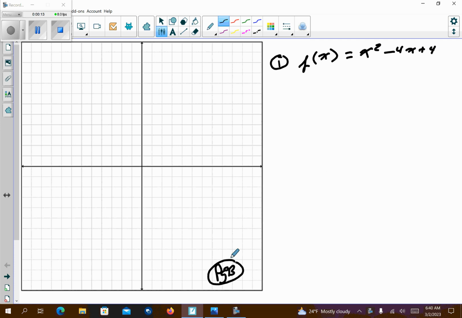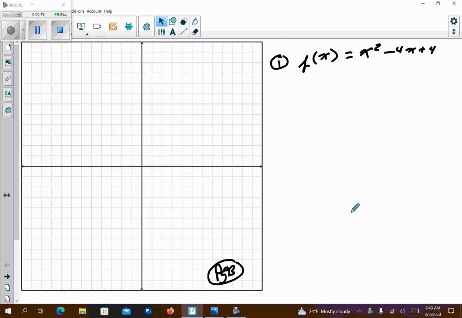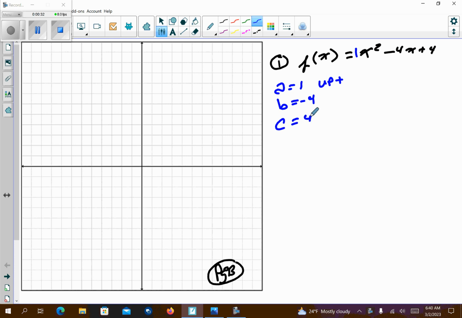First problem, we have to identify a, b, and c. Realize that there is a 1 out in front here, so our a value is 1, so it opens up because it's positive. Our b value is -4, and our c value is +4. We're then going to use x equals -b over 2a. That finds us our axis of symmetry.